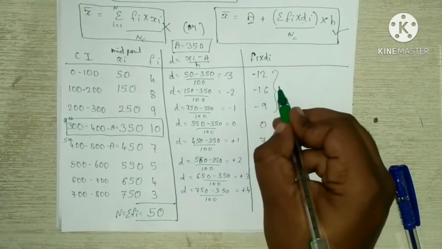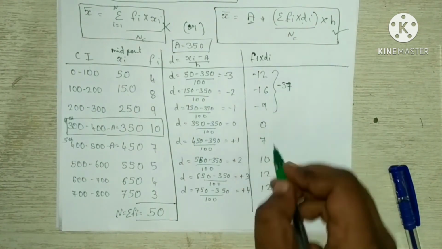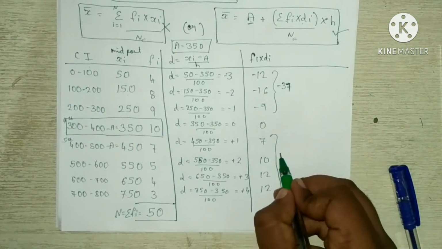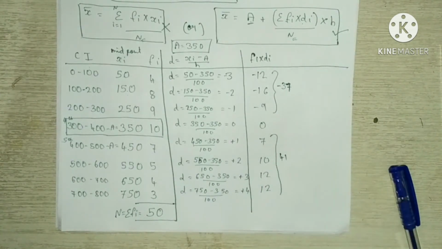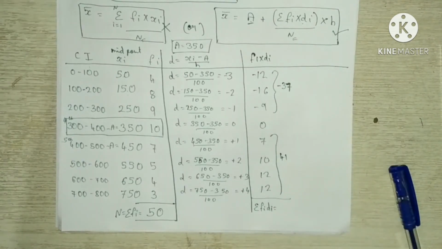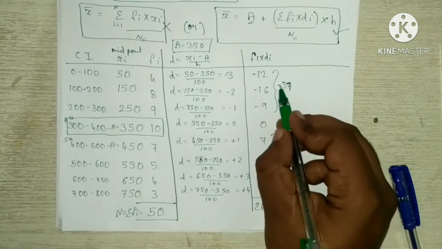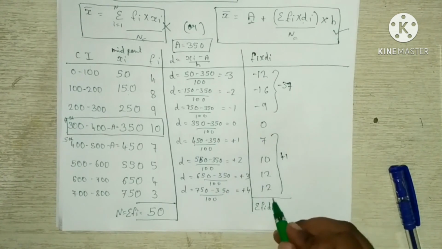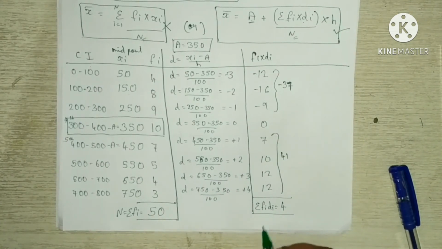Now add this. Minus 12 minus 16 minus 9 is minus 37. Then by adding 7, 10, 12, 12, you get 41. 41 minus 37 is nothing but 4. You have got summation Fi into Di.